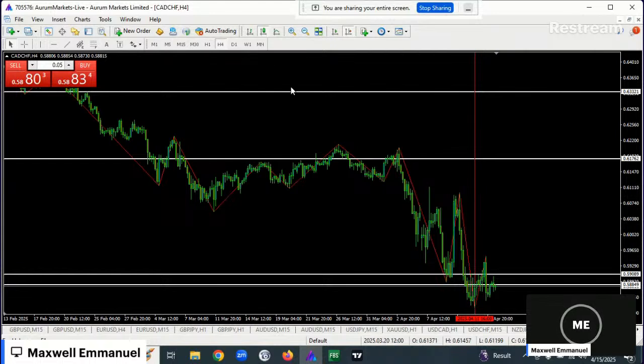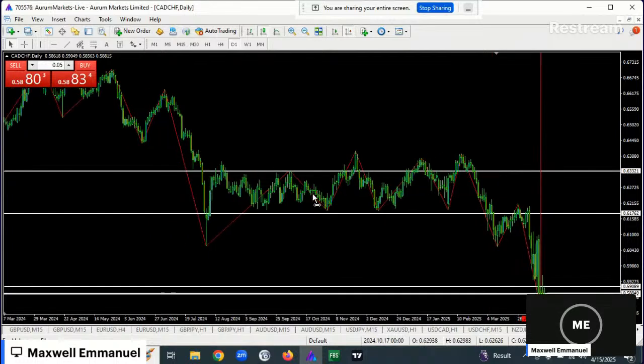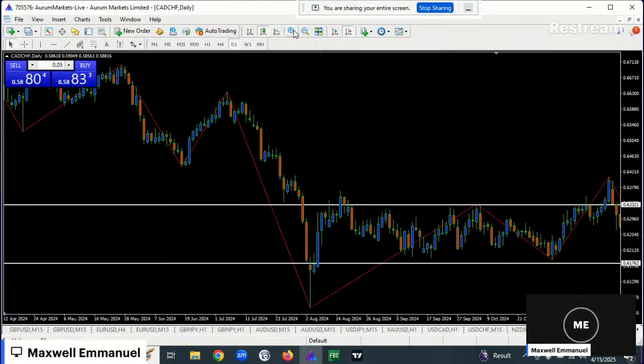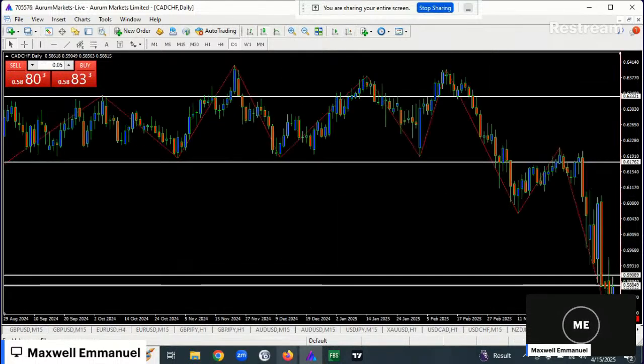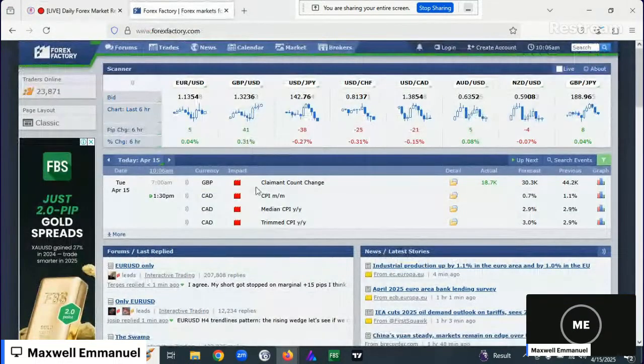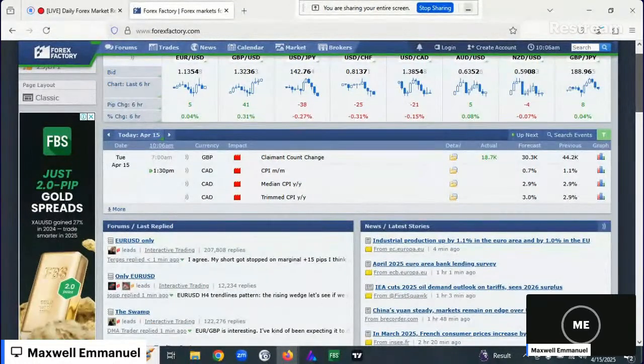We looked at CADCHF. I think it was on Monday, and I told you my bias for CADCHF is bullish. It is bullish, and like I said earlier, we are expecting major news from Canada today. The major news will be released from Canada, so that will also determine what will play out on CADCHF. CPI, which is a major news, will be released from Canada today by 1:30. So you should wait for this to be released before you trade CAD base.